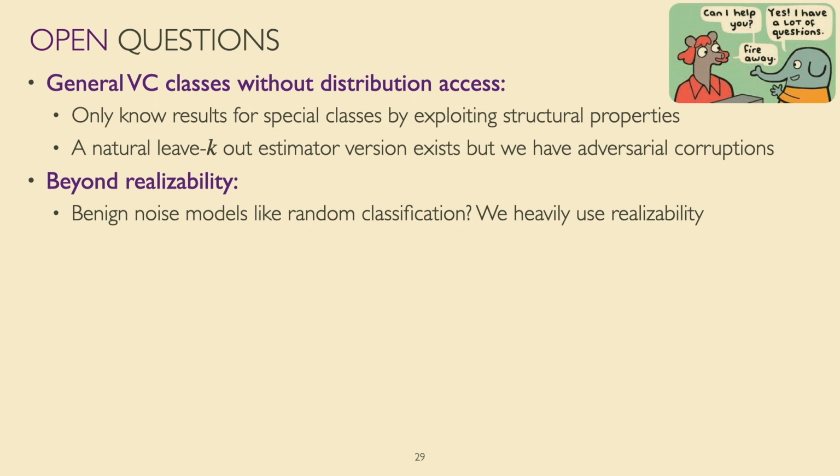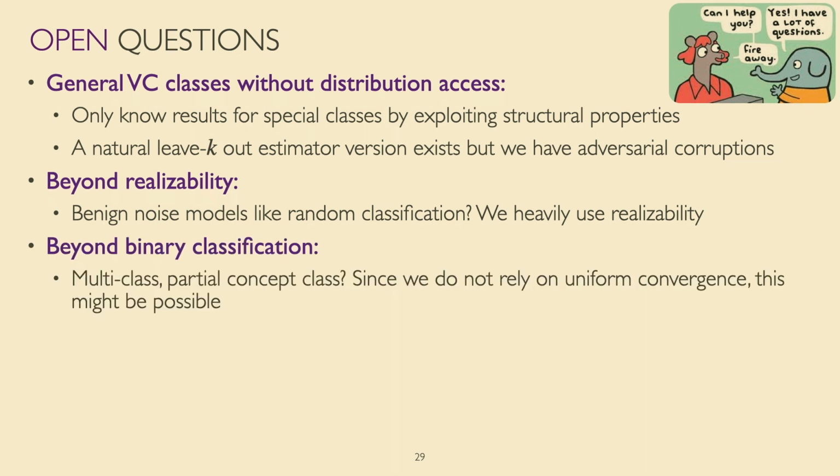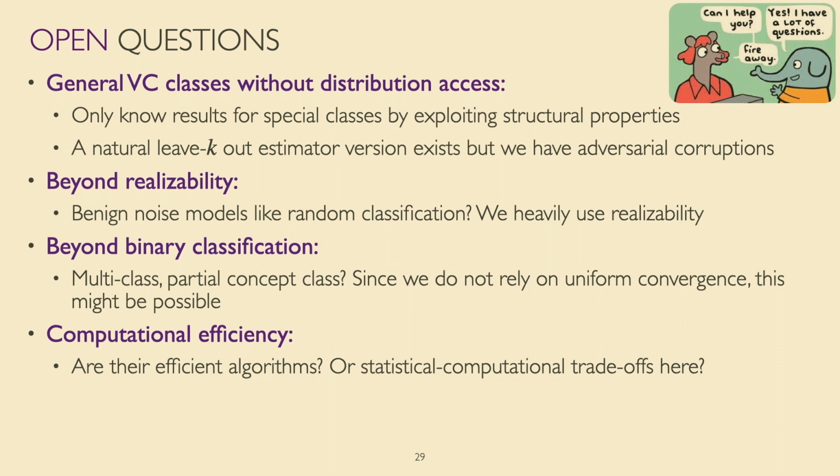So if you have even a slight amount of label noise, what happens? Don't know. Beyond binary classification: the one good thing about this algorithm is that it does not exactly use uniform convergence, which fails in multi-class and partial concept classes. Since this does not use it, that's a natural extension. We have not worked it out, but maybe we can handle more complicated multi-class situations or partial concept classes where we don't have access to the entire space. So that might be possible.